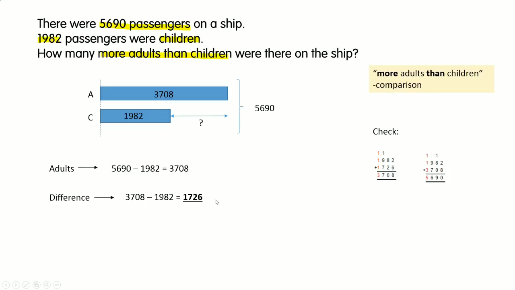We write a final statement. There were 1,726 more adults than children on the ship.